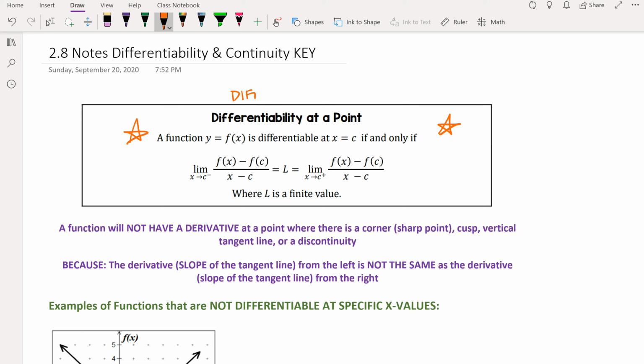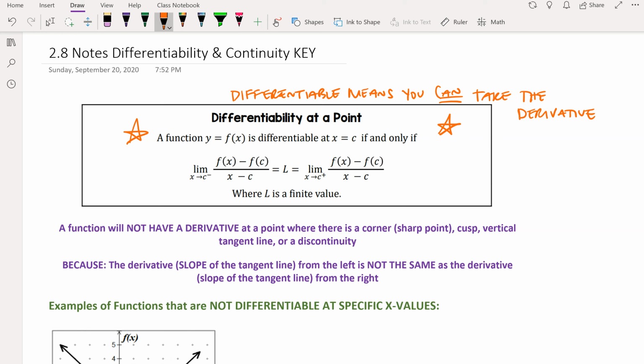First of all, you should write down differentiability. If a function is differentiable means differentiable means you can take the derivative. You can take the derivative. All right, you should know that, so write that down. Sweet. Now let's talk about what differentiability at a point looks like.